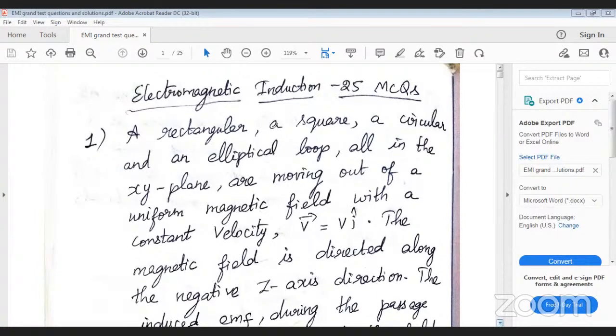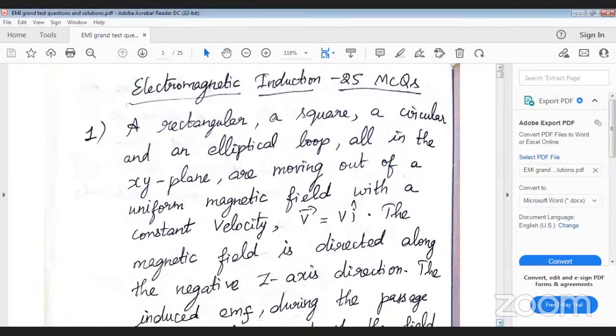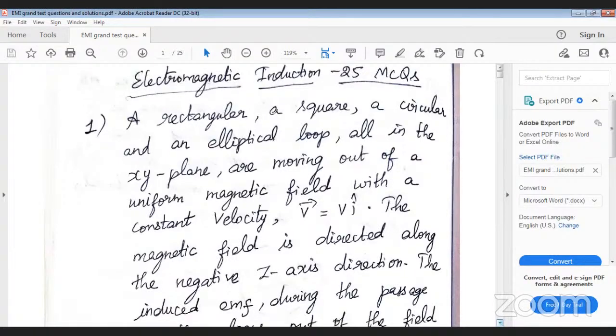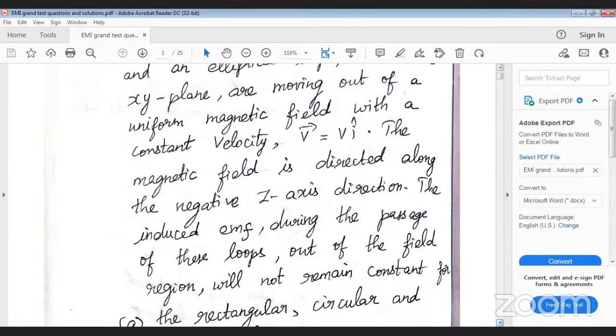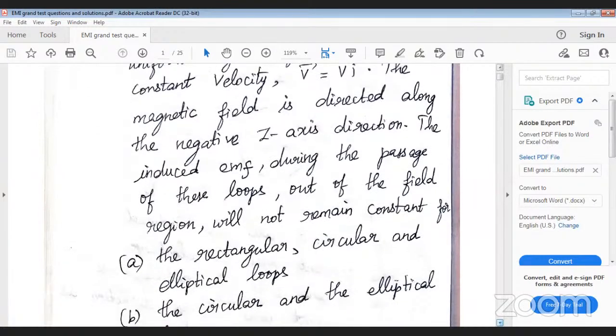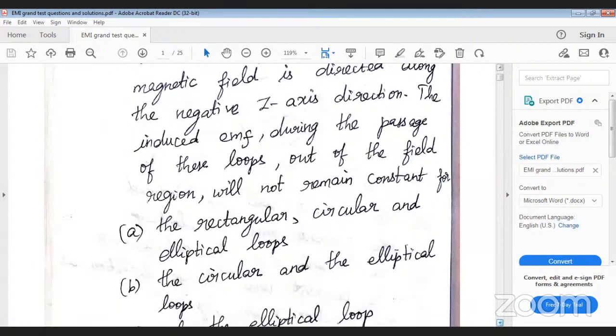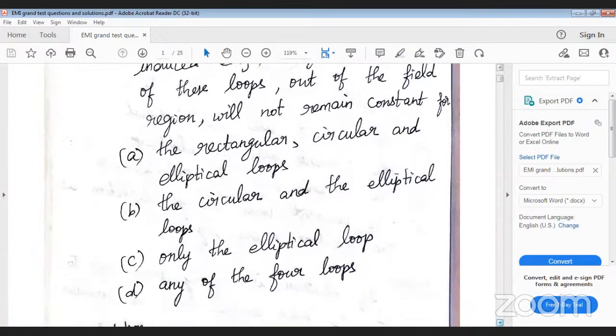This was the first question you are seeing on screen. A rectangular, a square, a circular, and an elliptical loop, all in the xy plane, are moving out of the uniform magnetic field with a constant velocity v, vector v equal to v i cap. The magnetic field is directed along the negative z-axis direction. The induced EMF during the passage of these loops out of the field region will not remain constant for. You are having four options.